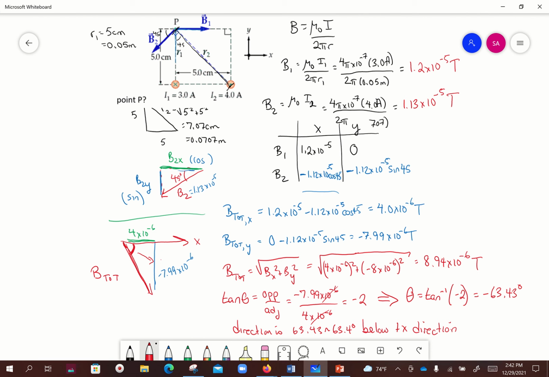If I'd had 3 wires, I would have just done another term, found another magnitude, broken it into components, and then added 3 terms to get the total x and the total y.